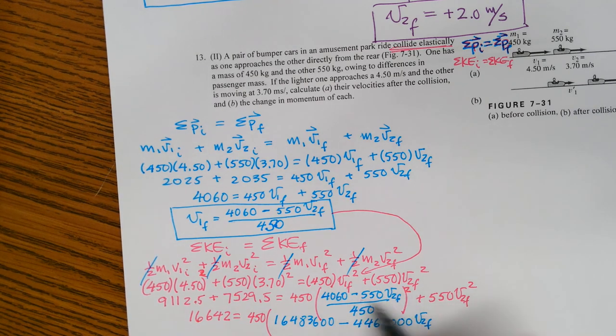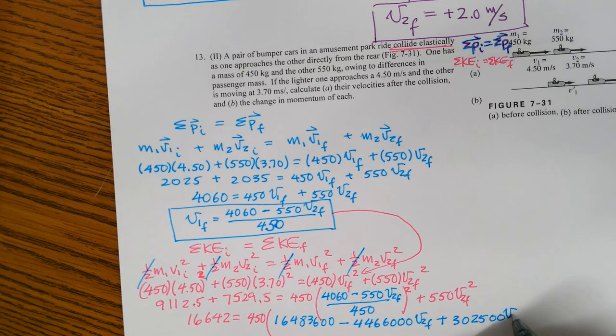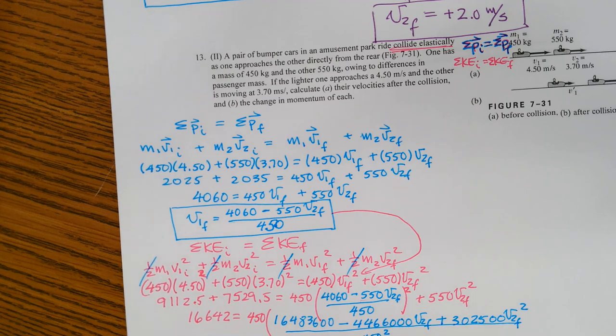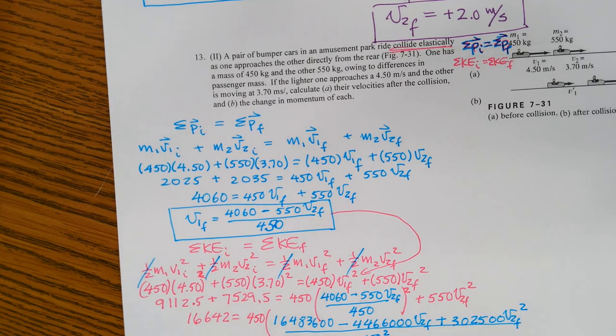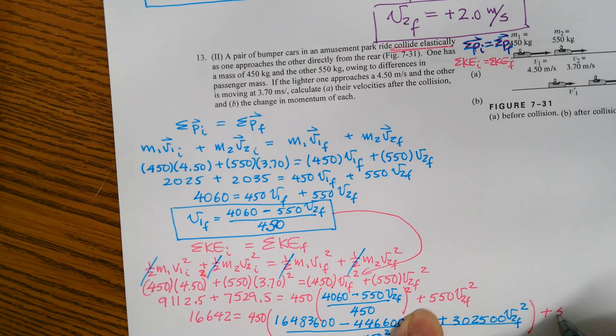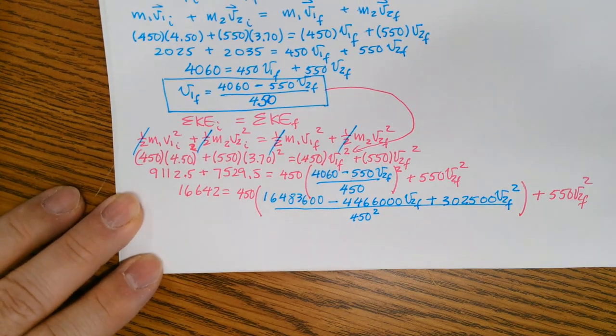Then this squared. When I square this, I get positive 302,500 V2 final squared. Whole thing over 450 squared. Now I didn't multiply that out because notice I could cancel that with one of these. Plus 550 V2 final squared. I know. It's an algebraic mess, isn't it? It's not that bad, though. It just looks messy.